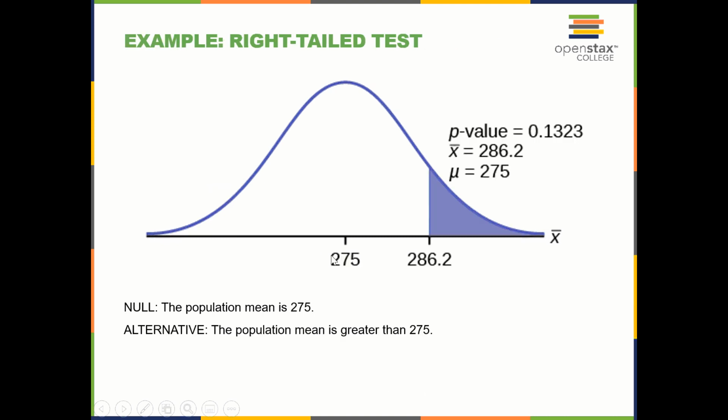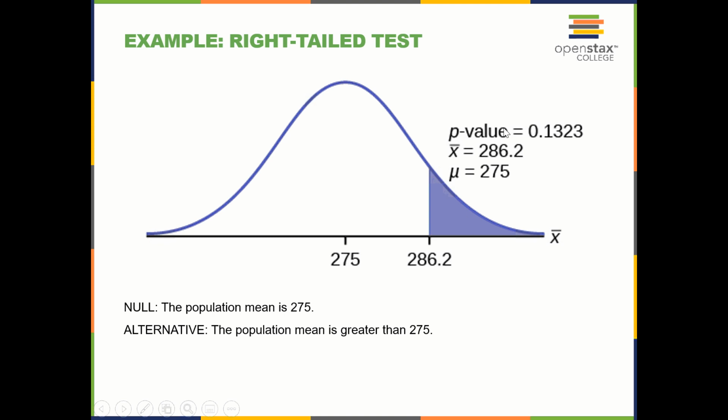Here's an example with a mean again, but this mean was at 275. That's the population mean that's assumed. And we're looking for enough evidence to reject that in favor of the alternative that the population mean is greater than 275. Well, that would be because we have a sample statistic of 286.2. If that is significantly greater than this mean, we would reject the null hypothesis in support of the alternative.